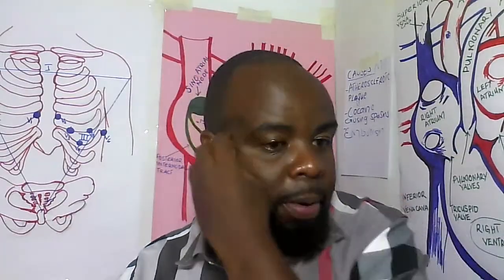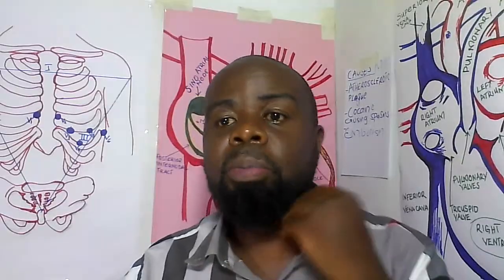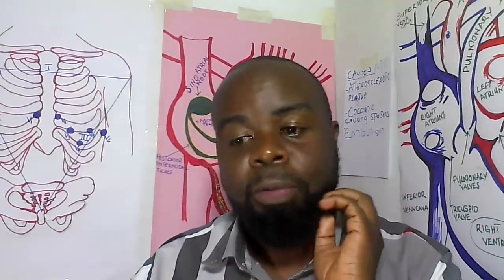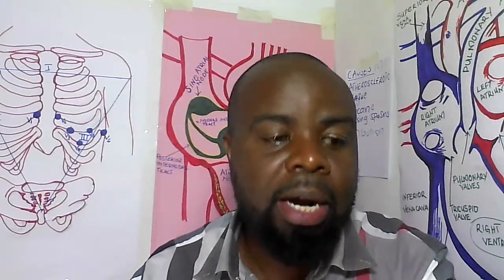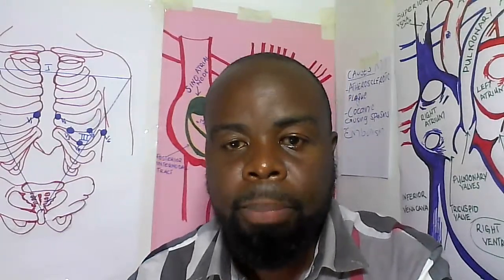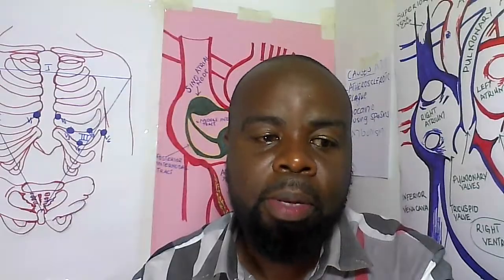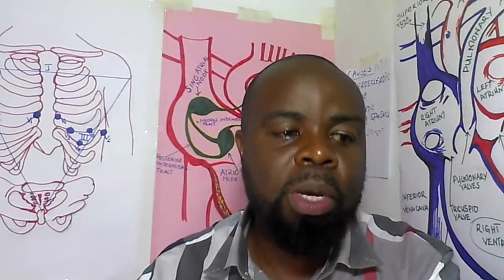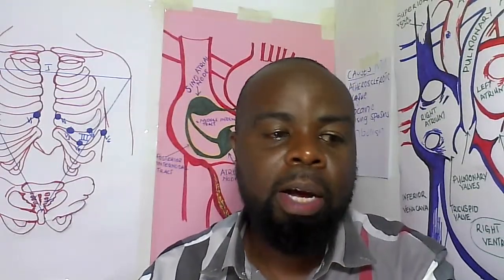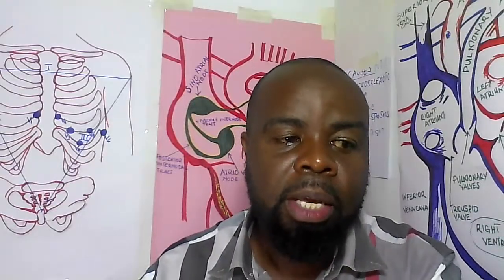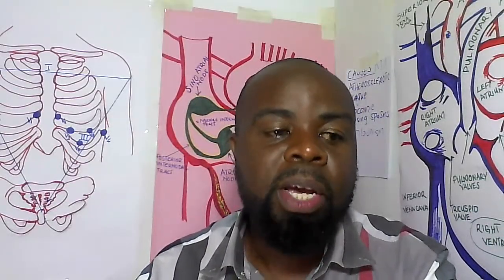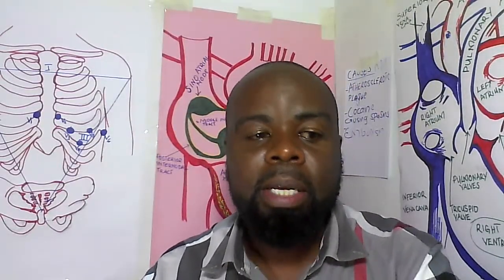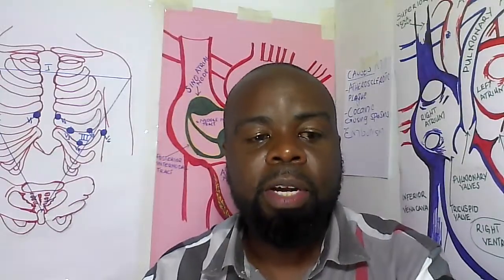Today we are talking about arrhythmias. I'm going to introduce a topic called arrhythmias of the heart. Heart arrhythmias are irregular heartbeats. There are several types of irregular heartbeats, and we're going to talk about them. Not all arrhythmias are the same; we have different types of arrhythmias.